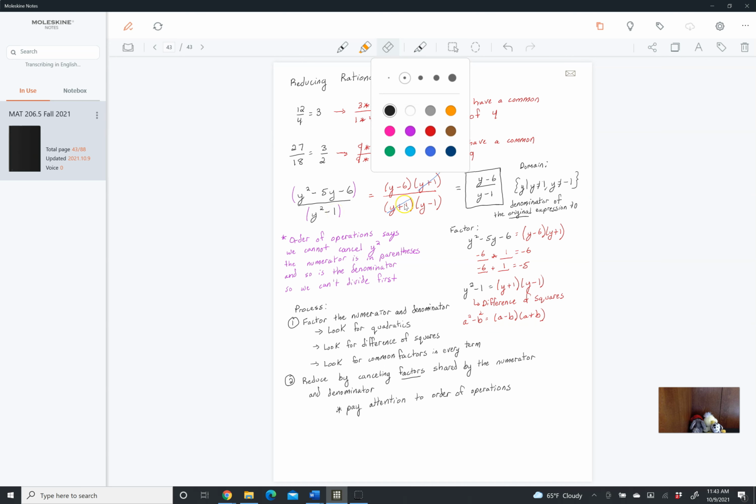The y plus 1s can get canceled because the y plus 1, that whole expression, is being multiplied by y minus 6. This y plus 1, the whole expression, is being multiplied by y minus 1. And even though the numerator and the denominator are in parentheses, multiplication and division are interchangeable in the order of operations. So we can divide before we multiply in this case. Okay.